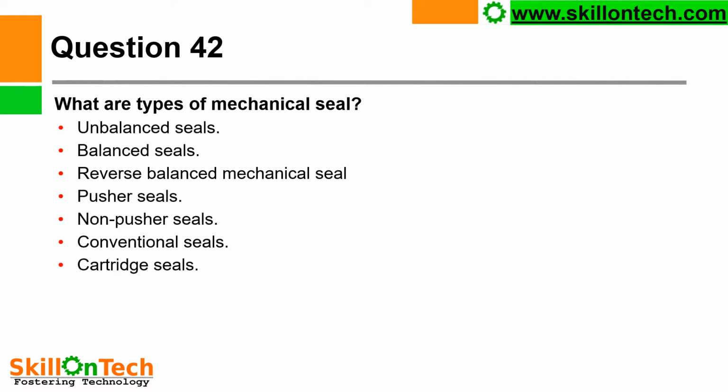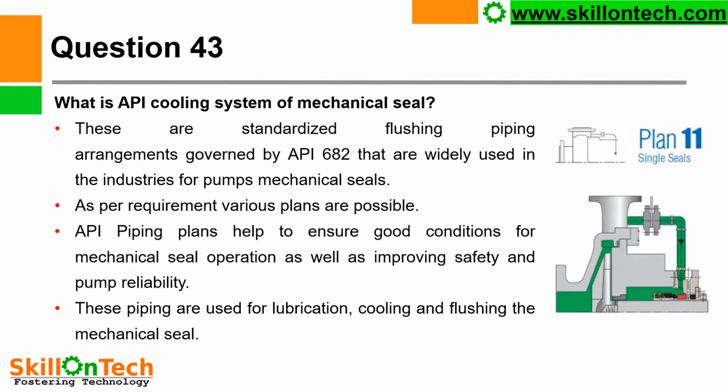What are the types of mechanical seal? Unbalanced seals, balanced seals, reverse balanced mechanical seals, pusher seals, non-pusher seals, conventional seals and cartridge seals. Cartridge seals are basically assembled seals and installed as a cartridge in the stuffing box. What is the API cooling system of a mechanical seal?